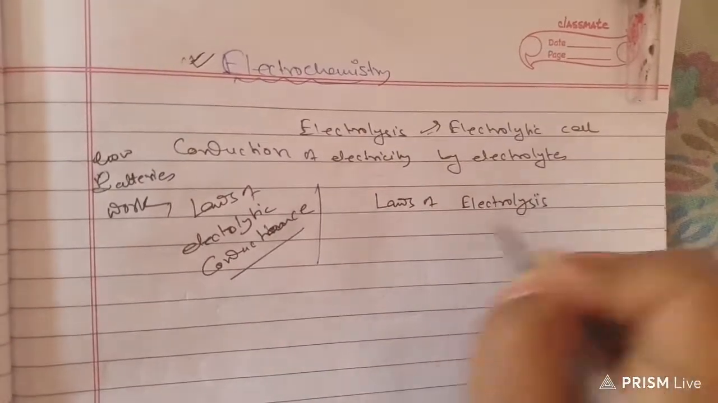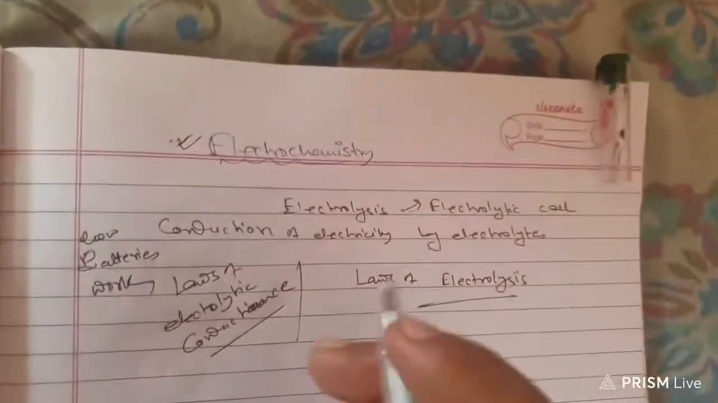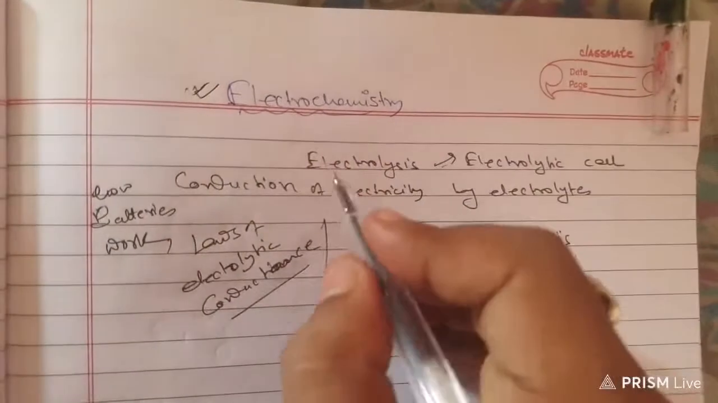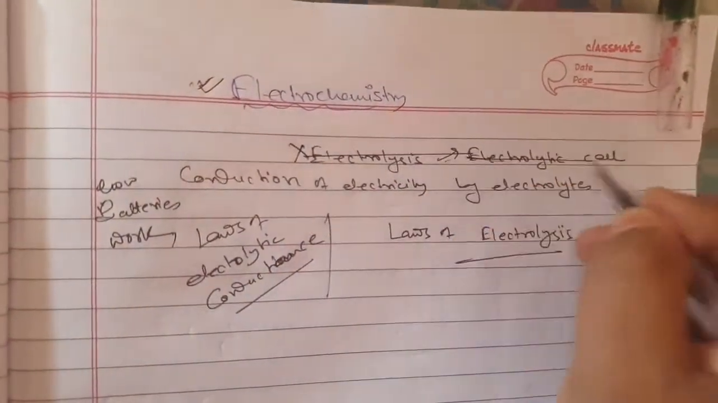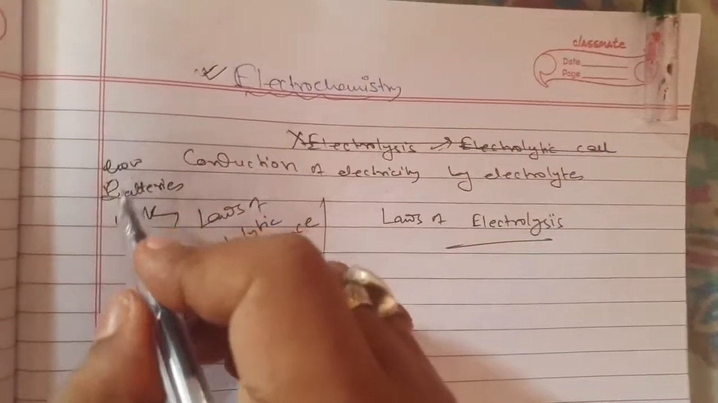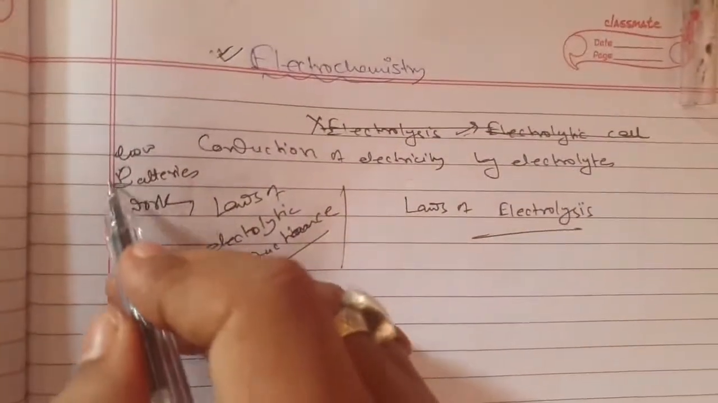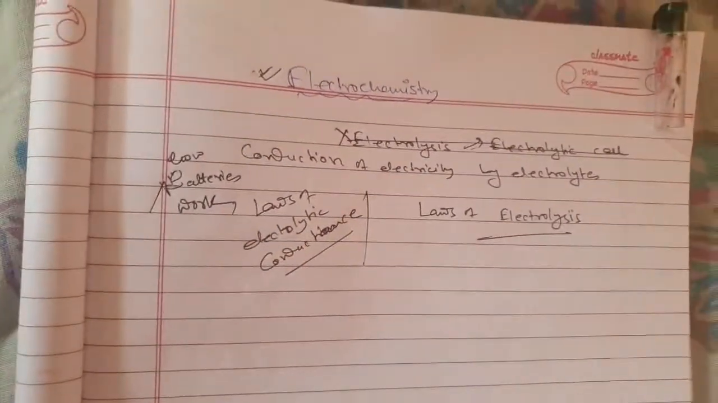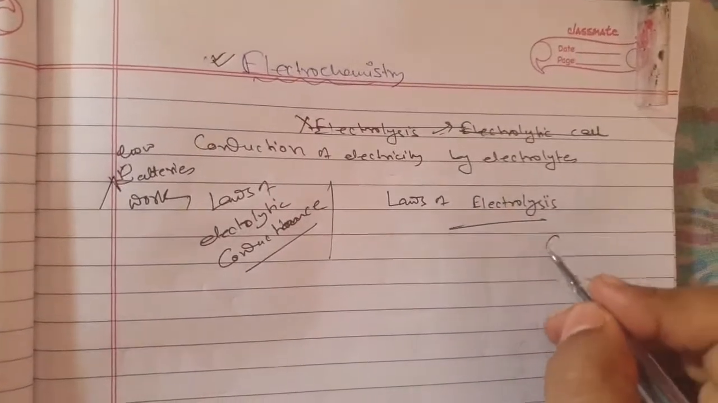So these are quite a few things that we will learn in this chapter. However, good news is electrolysis is taken off from your syllabus. Electrolytic cell is taken off from your syllabus. Secondary battery, primary battery, I don't know if it is there or not. Secondary battery is taken off from your syllabus. Galvanic cells are taken off from your syllabus.